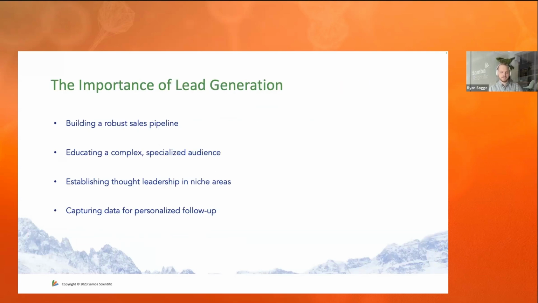Now, the importance of lead generation might seem obvious to most of you, but it can be broken down really into four key aspects. These are first and foremost building a robust sales pipeline and keeping that built up over time. This involves educating what is often a complex audience. And also it's important to establish thought leadership and build up your brand's authority in what are often very specialized, niche areas. To do all this, you must capture data based on those contacts for personalized follow-up.